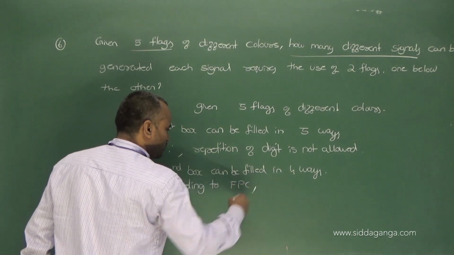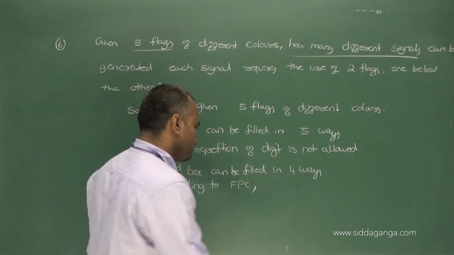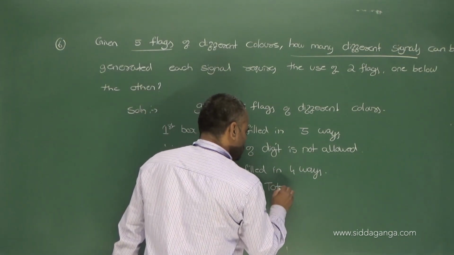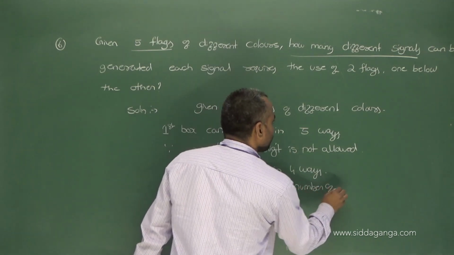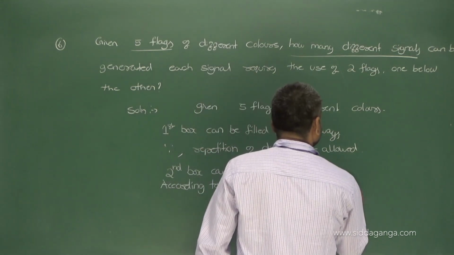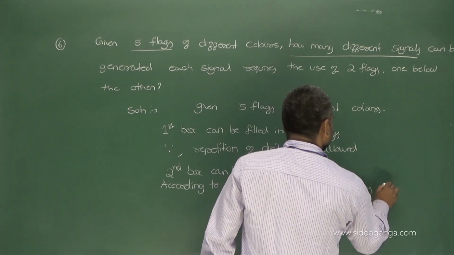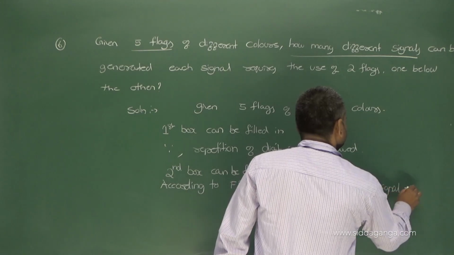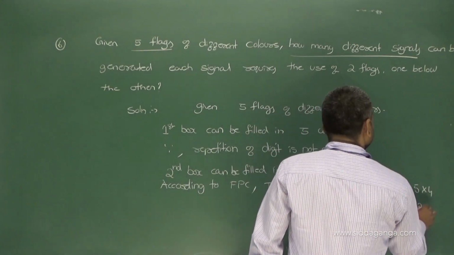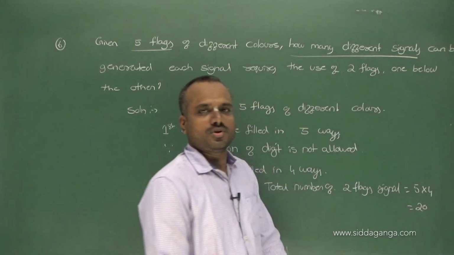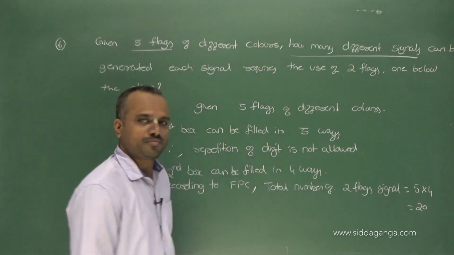The next, according to the fundamental principle of counting, the total number of two flags signal is equal to 5 into 4. How many? 20 ways.